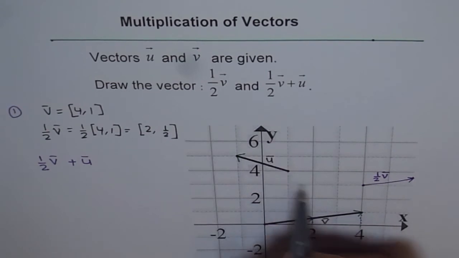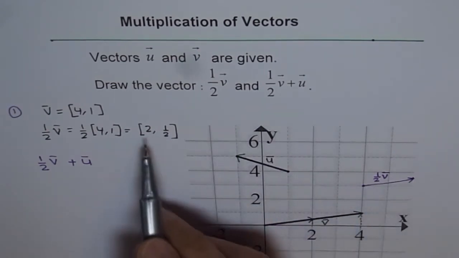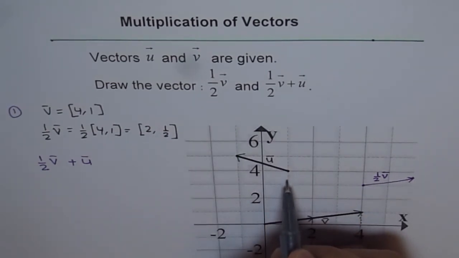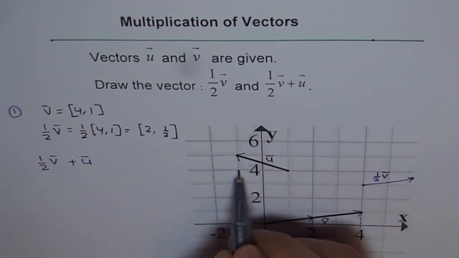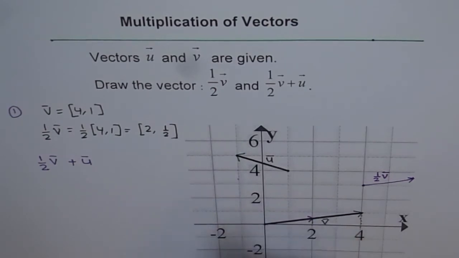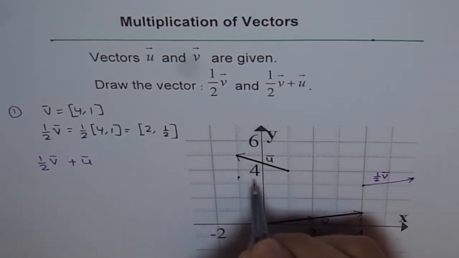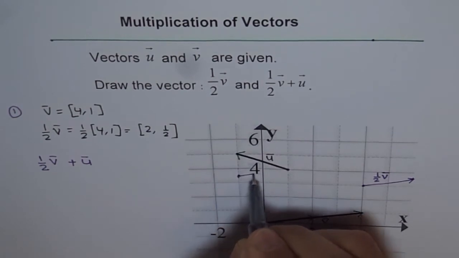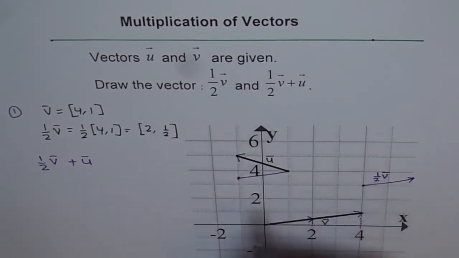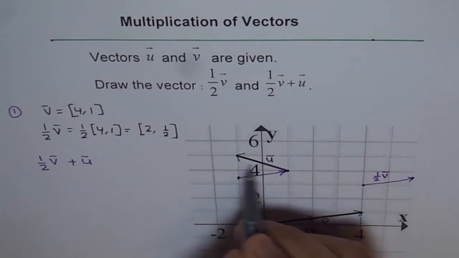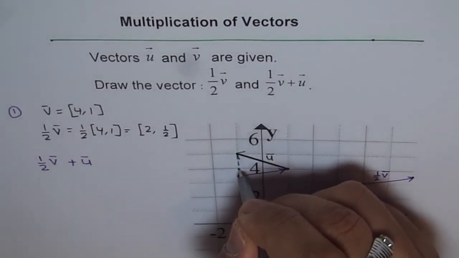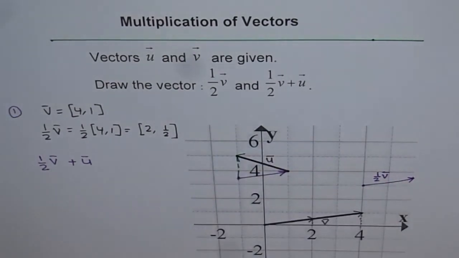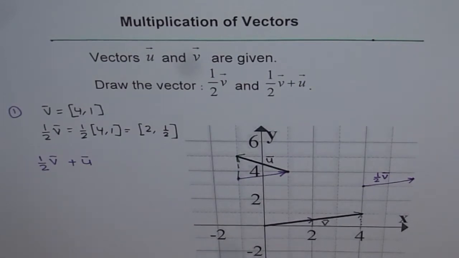So half of v is the vector 2, 0.5. So we'll go half unit down from here. We can do 2 left, 1, 2, and half down. So that could be the starting point. So this vector from here to here is half of v, right? Plus u. So we get our resultant, and this is the resultant. So that becomes the resultant for us, half of v plus u, correct? So that's one way of doing it.